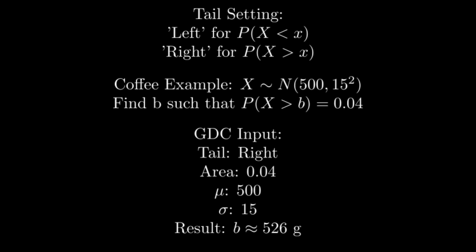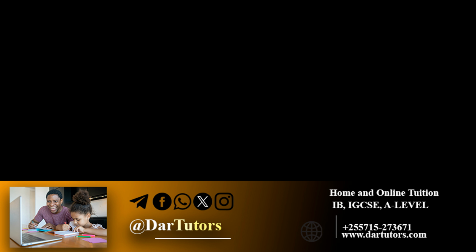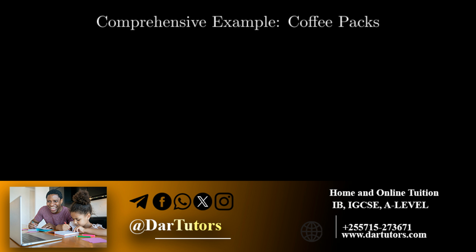So now we have two main tools, normal CD to go from values to probabilities, and inverse normal to go from probabilities back to values. Mastering these two functions is key to solving most normal distribution problems. Let's tackle a comprehensive example that brings together everything we've learned: forward calculations, inverse calculations, and even a link back to the binomial distribution. We'll use the example about the mass of coffee packs.